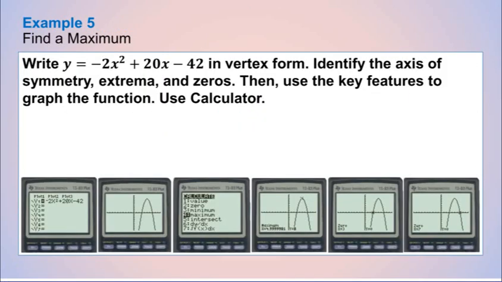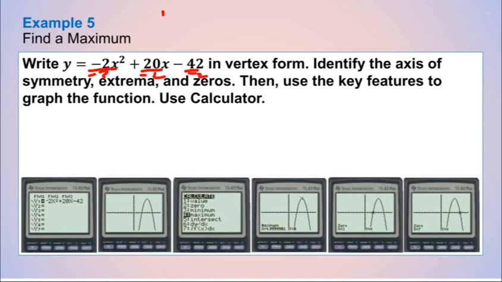Now, example 5, finding a maximum. Here's where you can put this in your calculator to find it, and I have all the steps here. I will also show you how to do it on the calculator. But first, we have to write this in vertex form and identify those key features. So I can't have a leading coefficient besides 1, so I divide everything by -2.